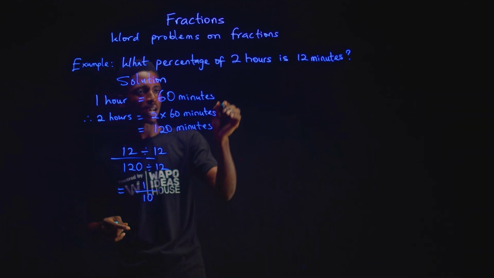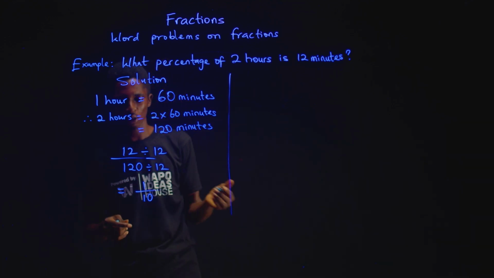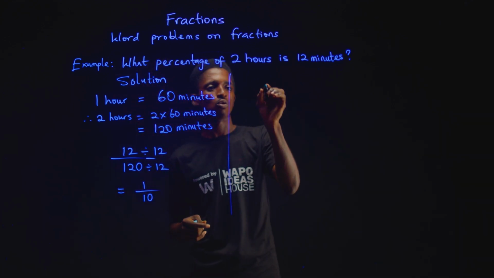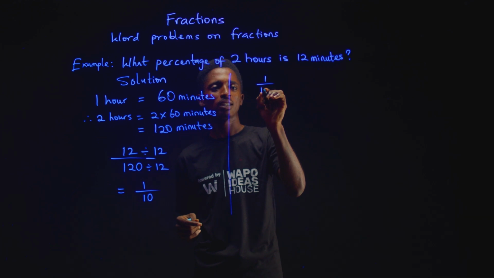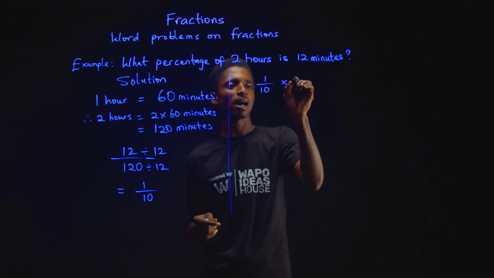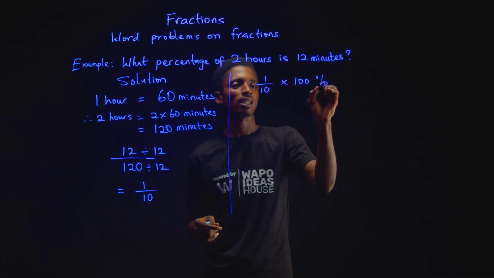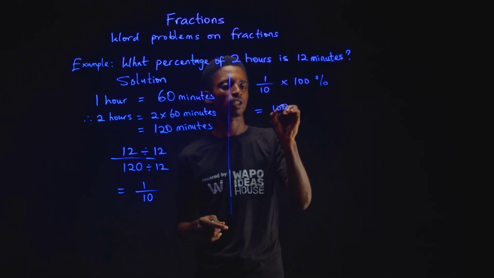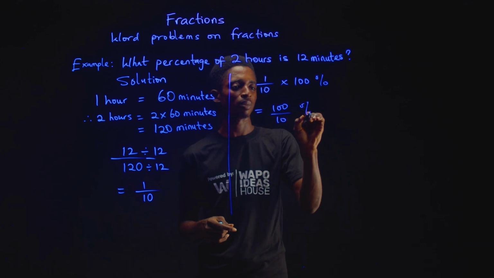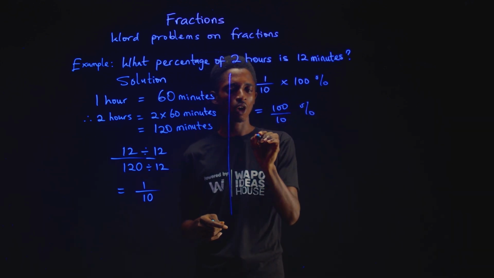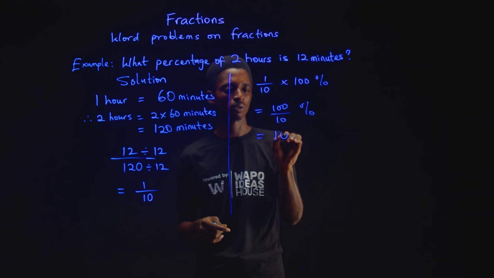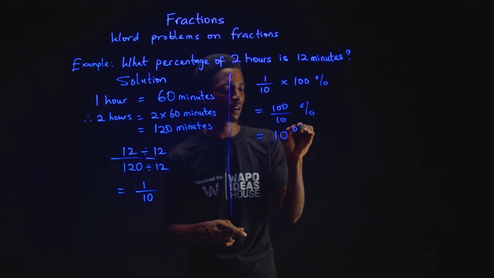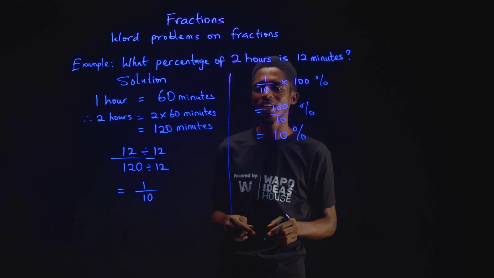So now that we have it as a fraction, let's convert that into percentage. So we'll have 1 over 10 multiplied by 100%. And of course, this would give you 100 over 10%. And then 100 divided by 10 will give you 10. So the final answer is 10%.